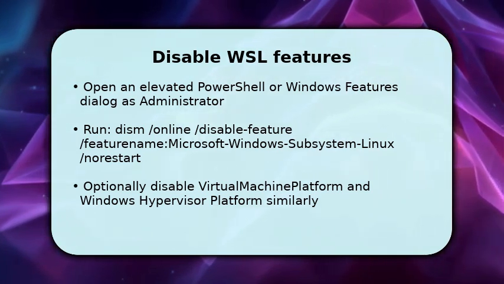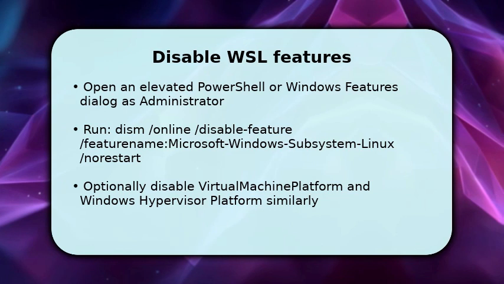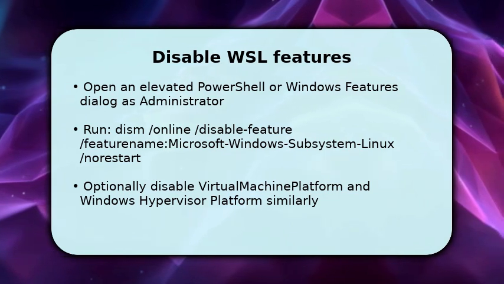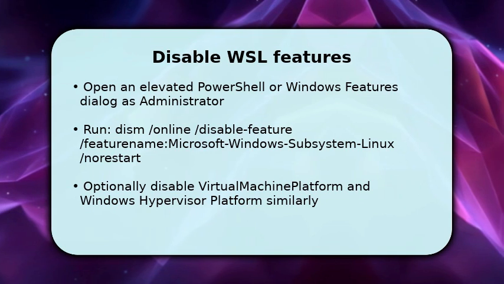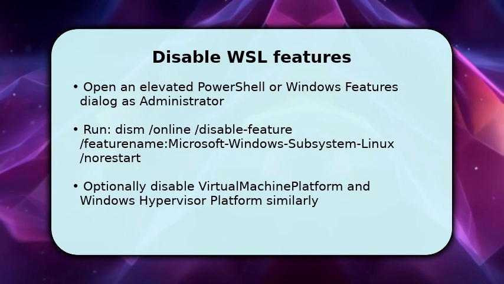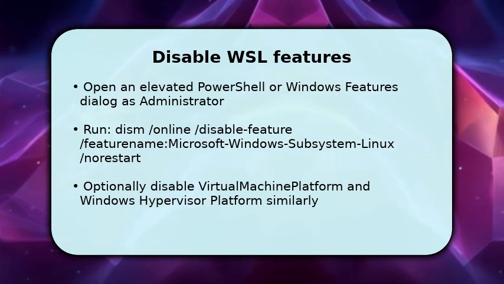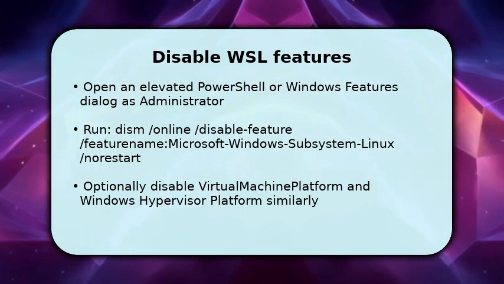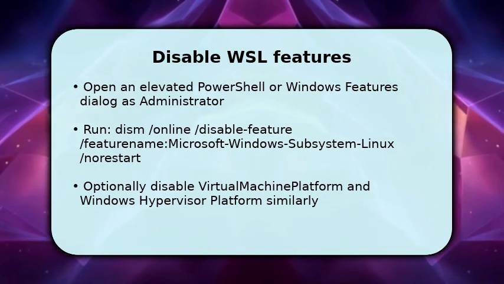Make sure to also disable Virtual Machine Platform and Windows Hypervisor Platform if you enabled them. These components host WSL2. After disabling, you can reboot to let Windows fully unload the kernel and related services, which completes the core uninstall steps.